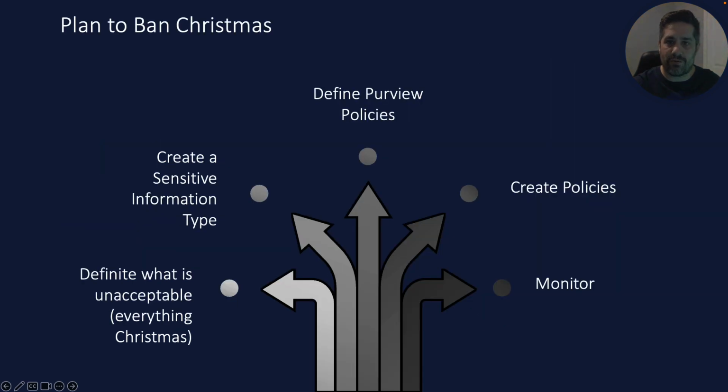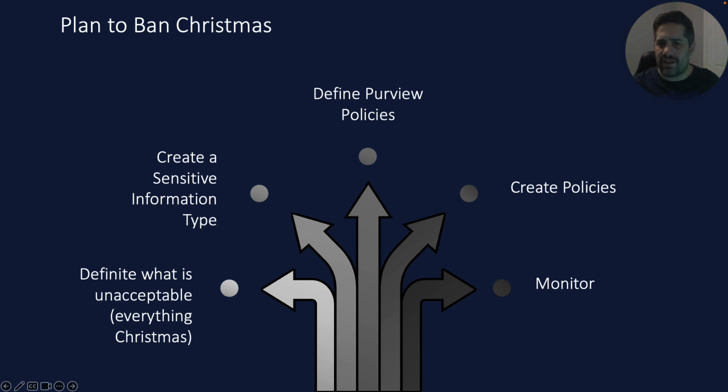The Grinch stays up all night, plans his plot to stop Christmas joy within the Microsoft 365 tenant. So he comes up with a strategy. First of all, he defines what is unacceptable. That's basically everything Christmas. So saying Happy Christmas, even the word Christmas, Happy New Year. We can't have any of that within the Microsoft 365 tenant.